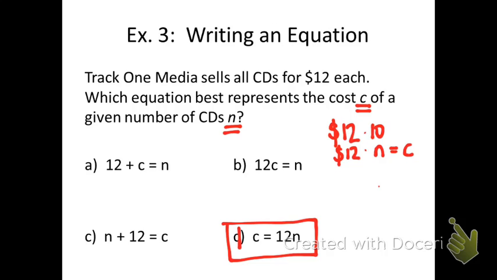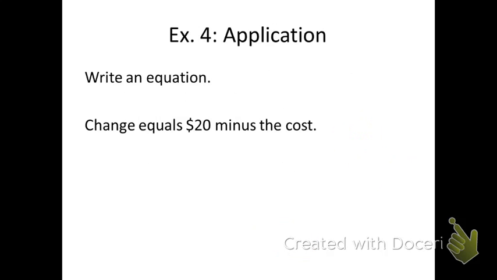Our last example now, application. Write an equation. Change equals $20 minus the cost. So let's say we had a $20 bill. We could go buy anything. Let's go to the movies, for example. You go to the movies. You might spend $11 on a ticket. You give the store clerk $20 from your wallet. They would give you change from that.